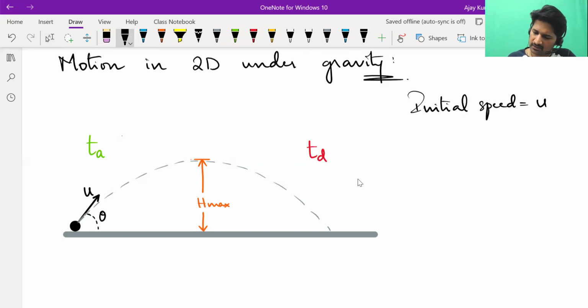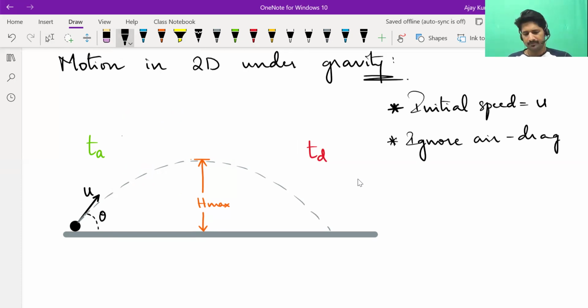And keep in mind, there is an assumption we make. We assume that air resistance is absent. So ignore air resistance. Air resistance is nothing but air friction or air drag. You can call it air drag.